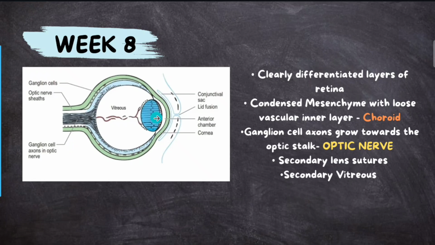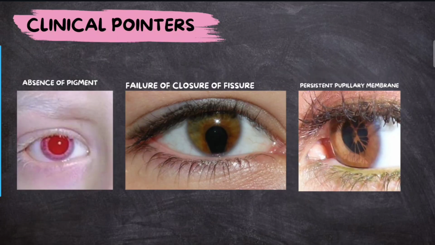And other than that, you can see the secondary lens sutures are being formed and the secondary vitreous is being formed with the degeneration of the hyaloid artery. So this happens in week 8. We'll come to a few clinical pointers in regards to the development of the eye. Firstly, what are the anomalies that can occur at various points of development? So pigmentation occurs at week 5. By week 5, there's pigmentation of the iris as well as the retina. If this fails to occur, it is known as albinism.